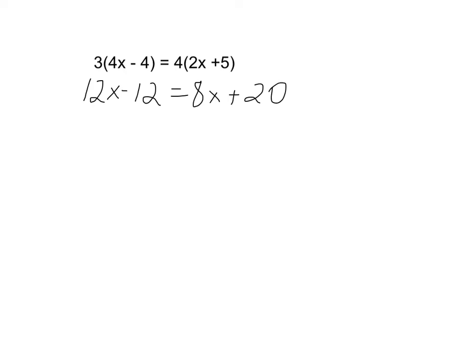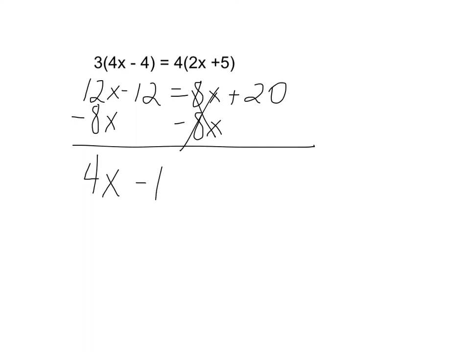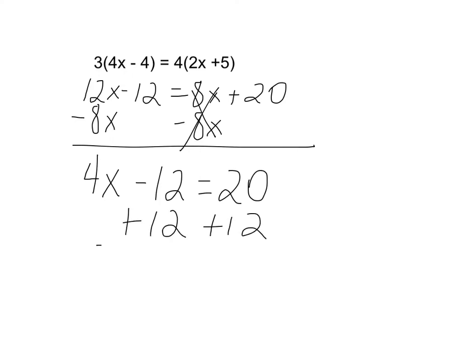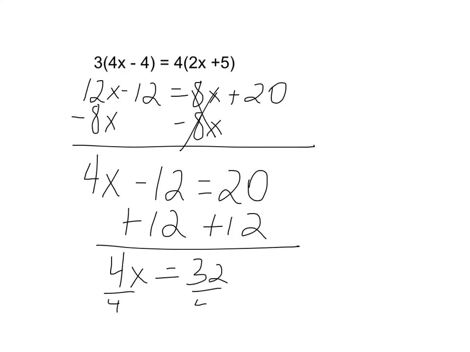So now it looks more like what we did last time. Remember, we want to combine like terms, so I'm going to subtract 8x from both sides. These two cancel. 12 minus 8 is 4x minus 12 equals 20. I add 12 on both sides so I can get that x by itself eventually. 4x equals 32. Divide by 4. Divide by 4. X equals 8.